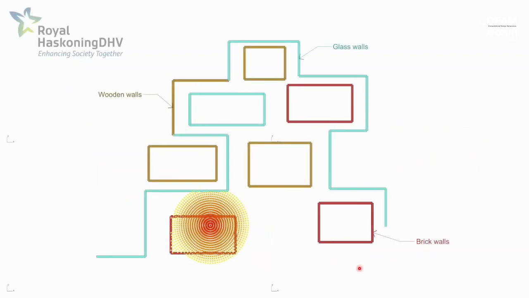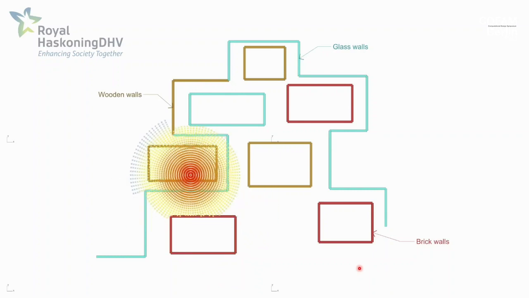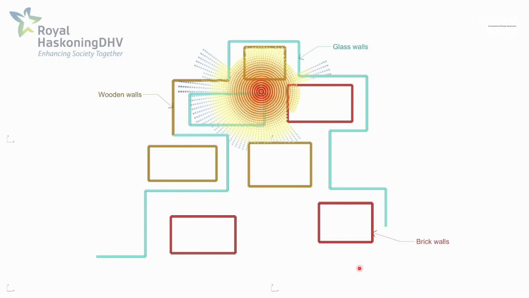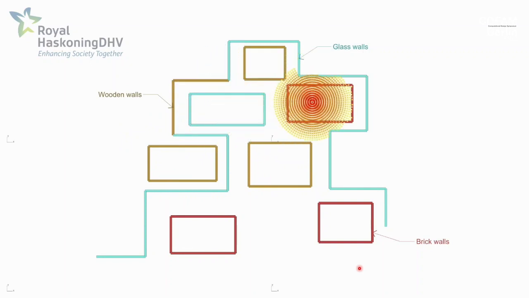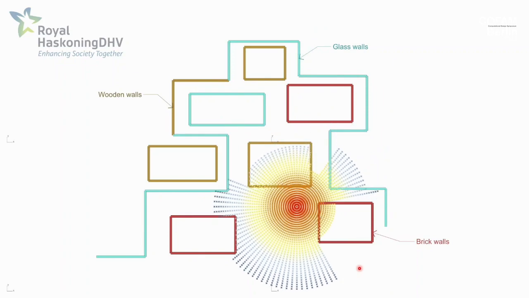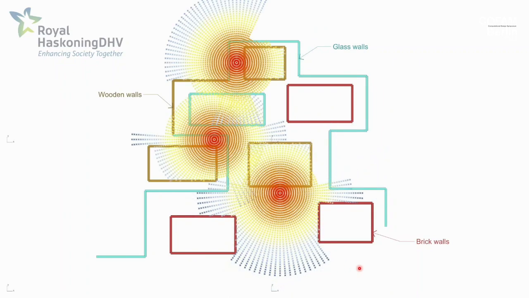And to make it a bit visual, this is just a Wi-Fi router traveling through different parts of a floor plan, different materials, glass, wooden, and brick walls, and you see that the signal changes depending on the position. And this was a calculation that we did.